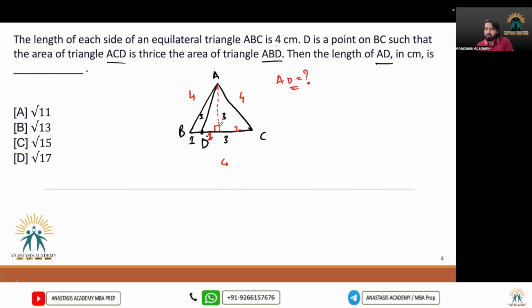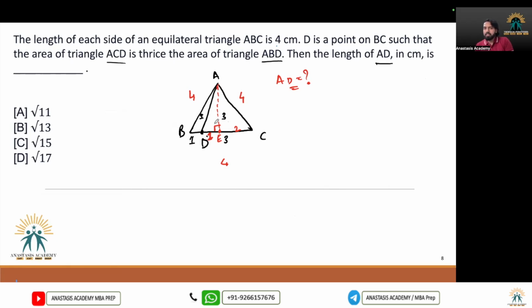So if I drop a perpendicular, I'm calling this point E. I know this length BD is 1, so DE is 1 too, correct? Because E is a midpoint and this length EC is 2. Now in this triangle ADE, I have this base DE, correct? Also in an equilateral triangle, I know the length of height, correct?